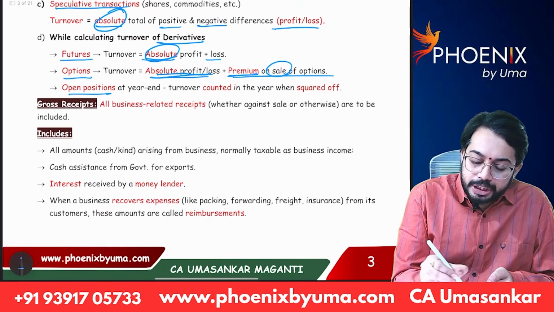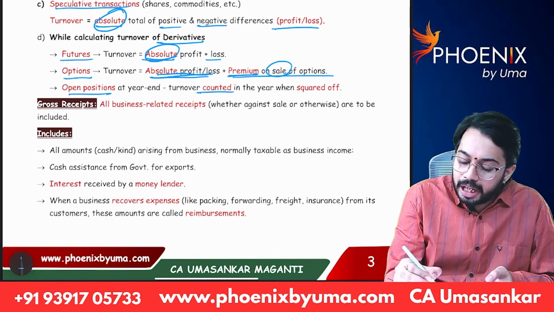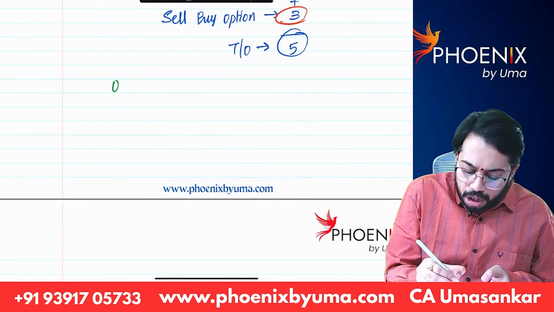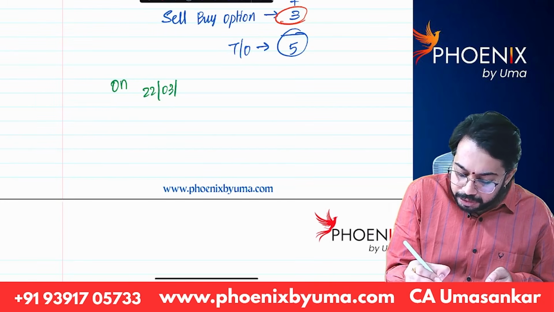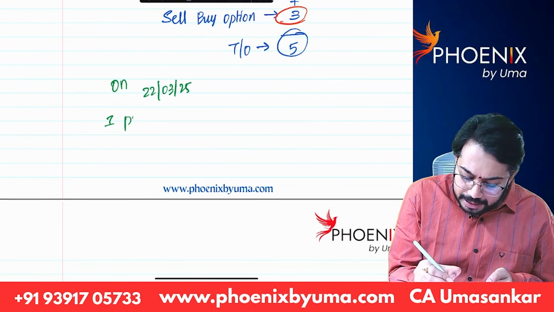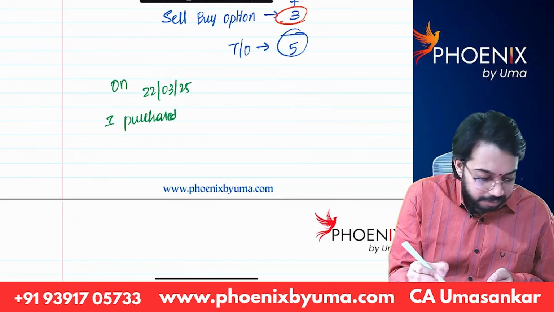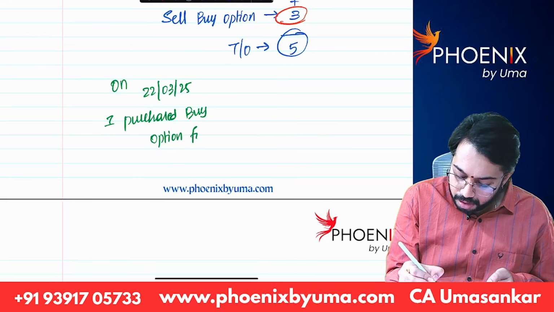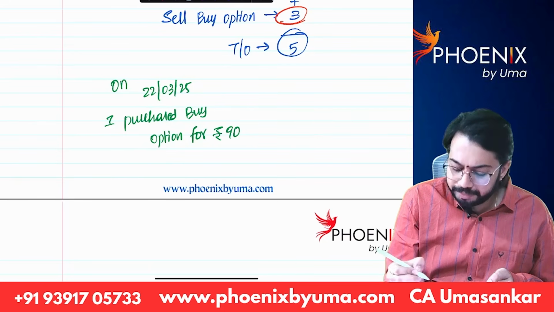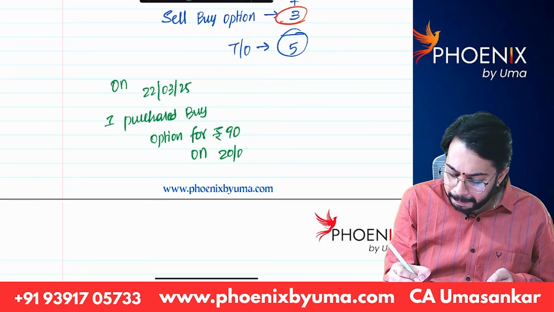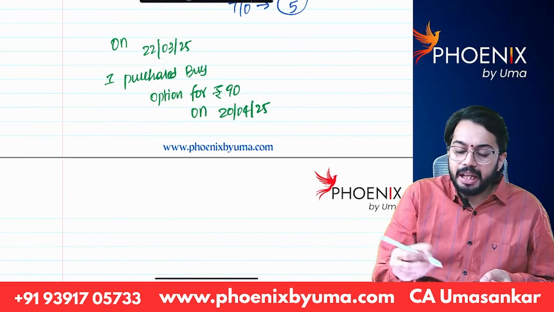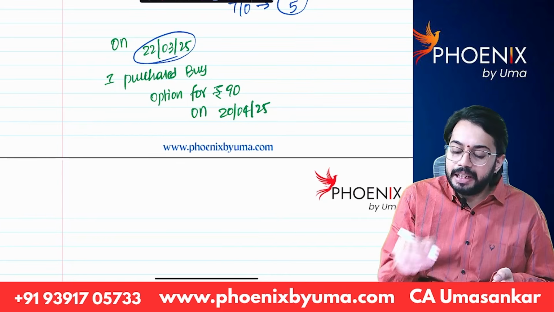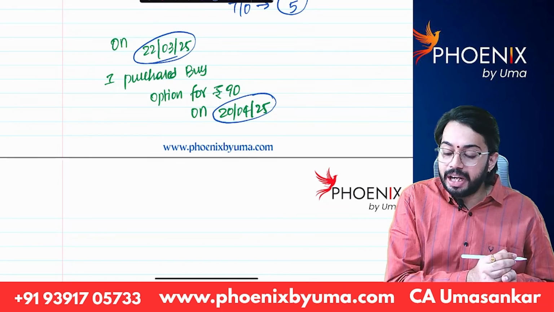Next, open positions at year end, turnover counted in the year when squared off. What do you mean by this? Let's say on 22nd March 2025, I purchased buy option for rupees 90 on 20 April 25. Now tell me when this transaction will square off. I purchased on 22nd March, but this transaction will square off in 20 April 25.